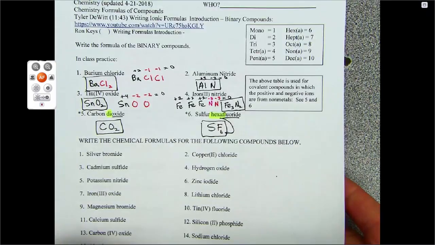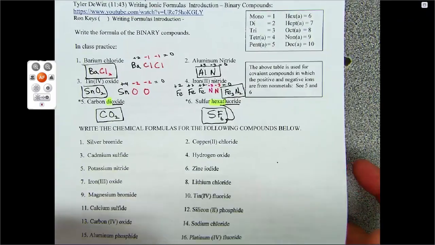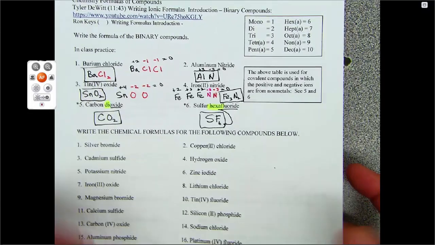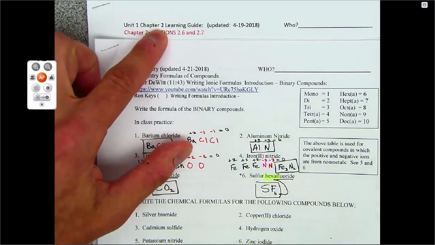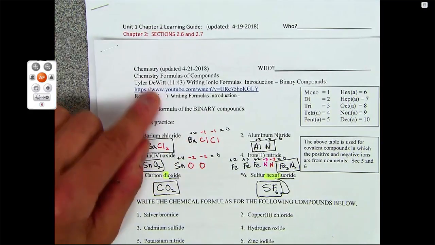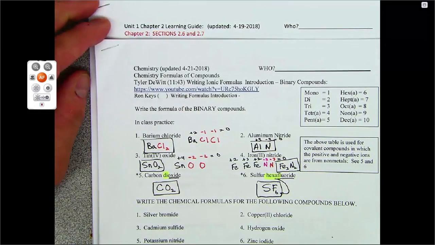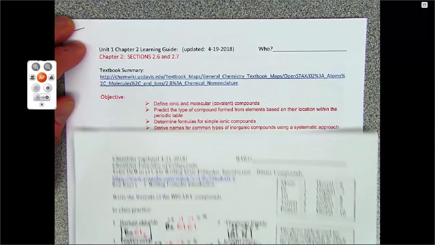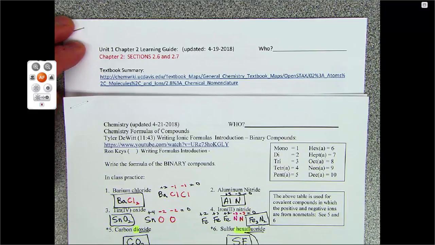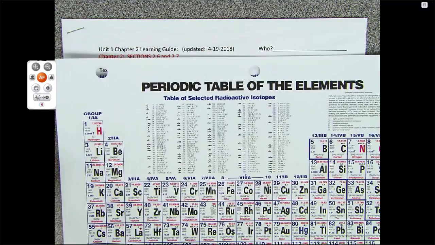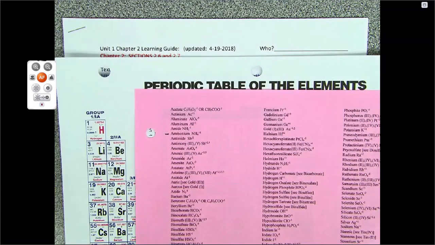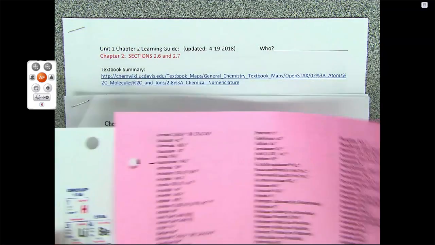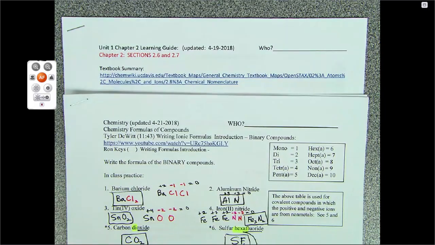There is an 11-page worksheet. This is when I'm done recording, so I have recordings for these as well. For this unit, you should print out the Chapter 2 Learning Guide. You should have that, and writing formulas of compounds. You should also have a good periodic table and a pink sheet. These were probably mailed to you. If not, email me, and I'll get you a copy out.